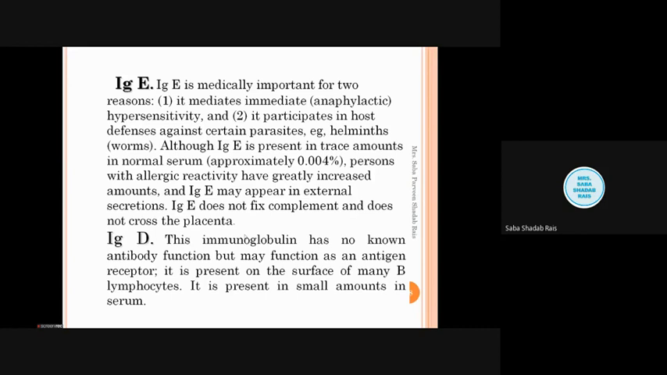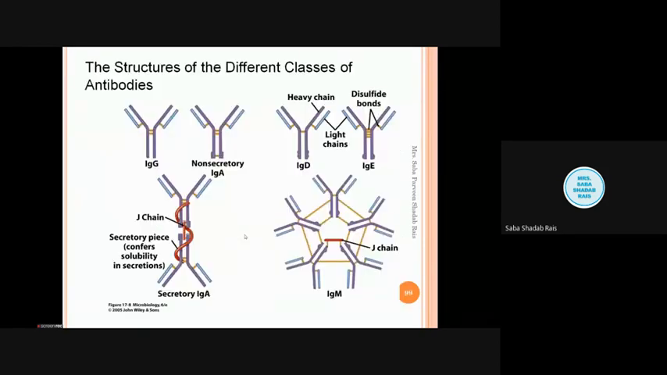Next category of the immunoglobulin is IgD. This immunoglobulin has no antibody function, but maybe it can act as an antigen receptor. It is present on the surface of many B lymphocytes. It is present in small amounts in the serum, but still its role is not yet definite. So these are the structures: IgG, IgA non-secretory form, IgA secretory form, then IgD, IgE, IgM.